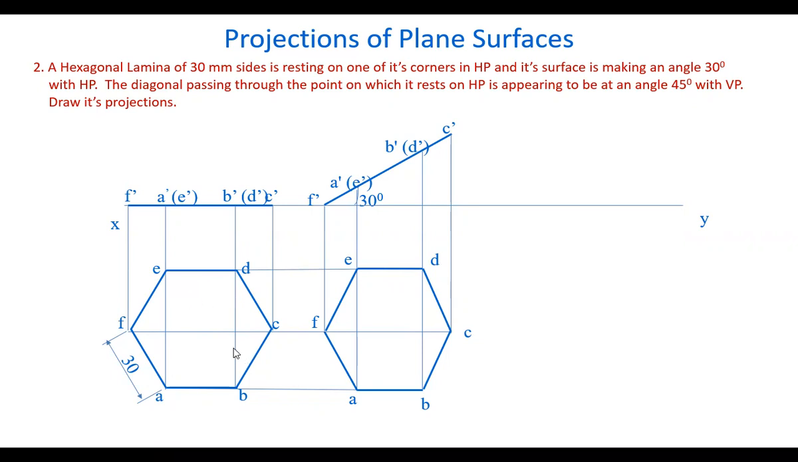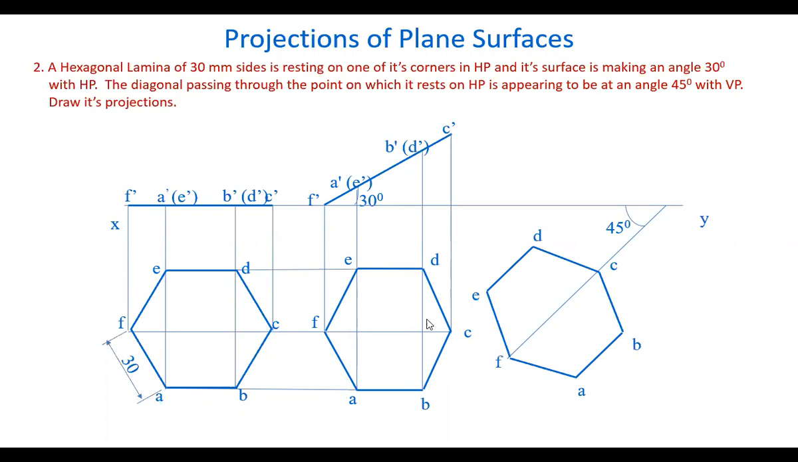Out of all these three diagonals, we are interested in only one diagonal. That diagonal is passing through the point on which it is resting on HP. Resting point is F here. So the diagonal passing through F is FC. So we are interested only in FC. So FC is appearing at a 45 degrees angle to VP. So let's draw a line here at a 45 degrees angle. And on this, we take this CF, or FC. FC is taken here.